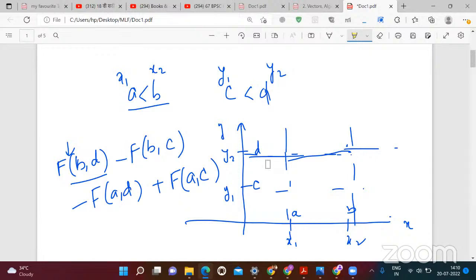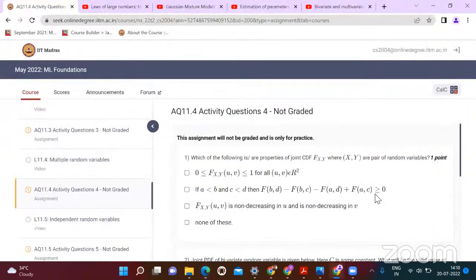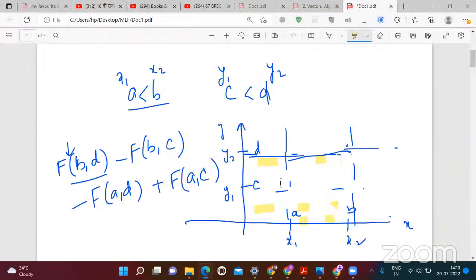Yes, this rectangle, this is the total area. And what this is asking me is that it should be greater than or equal to 0. So if you will see, F(b, d) is this total area, and then minus F(b, c). Then what is F(b, c)? It is this one, right?